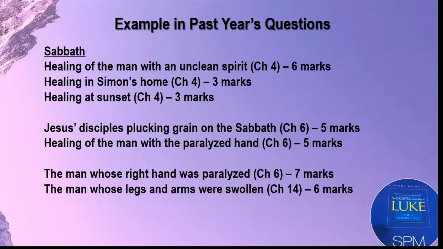Okay, so another example, Jesus' disciples plucking grain on the Sabbath. That's 5 marks. And the healing of the man with the paralyzed hand, that's another 5 marks. Remember, this is according to the old format, where the essay is only 15 marks. That's why you see that the total marks is about 10 or 10 plus. Another question, the man whose right hand was paralyzed, comparing with the man whose legs and arms were swollen. Different chapters, but asked in the same question.